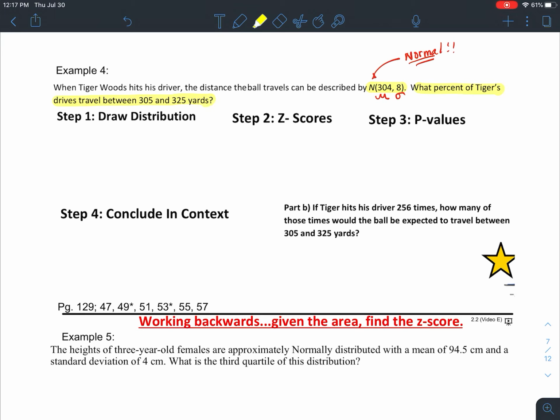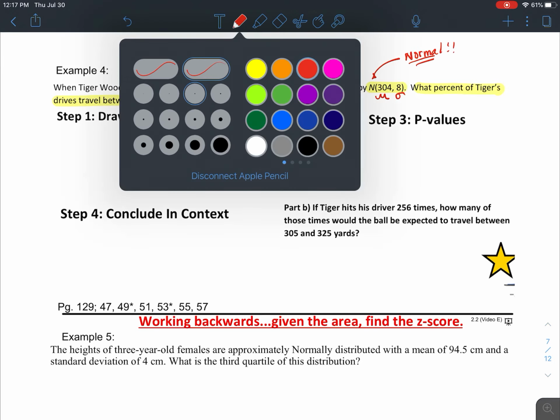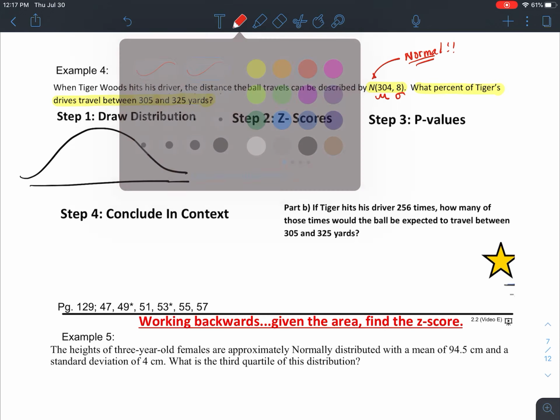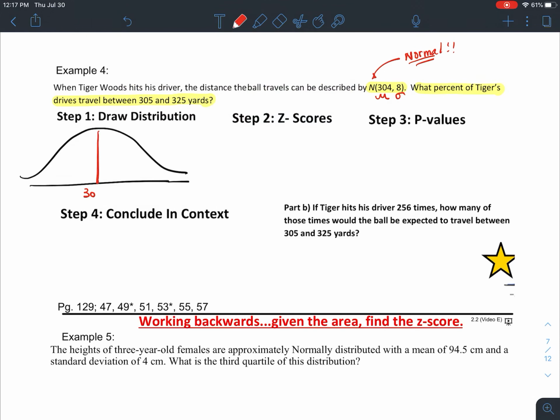It wants to know what percent of Tiger's drives travel between, so this is a between problem, 305 and 325 yards. We're going to start by drawing the distribution just like we did on the other problem. We fill the mean down the middle, that's the 304. I'm going to mark off 1, 2, and 3 standard deviations on the left and do the same on the right. Our standard deviation is 8, so we add 8 three times on this side and subtract 8 three times on that side. That's where I'm getting these numbers that you're seeing me write down.